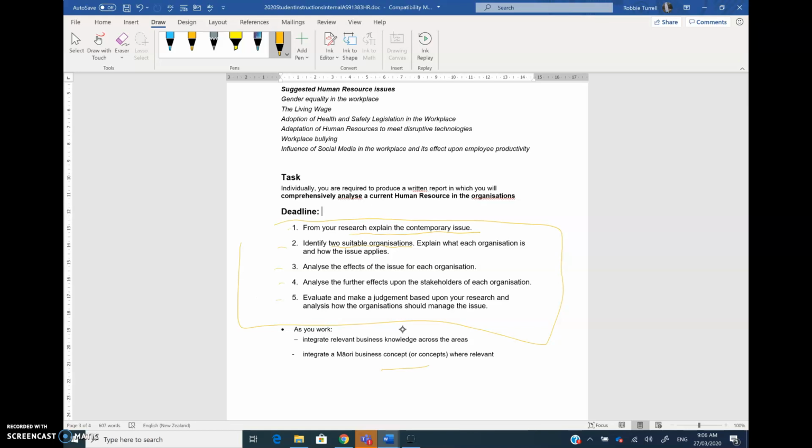Okay, the next bit's here from 3, 4, 5. What we tend to see, the wording, analyse and evaluate, tends to imply more of looking. This is where you're going to get your merit, and this is where you're going to get your excellence from. So analyse the effects of the issue for each organisation.